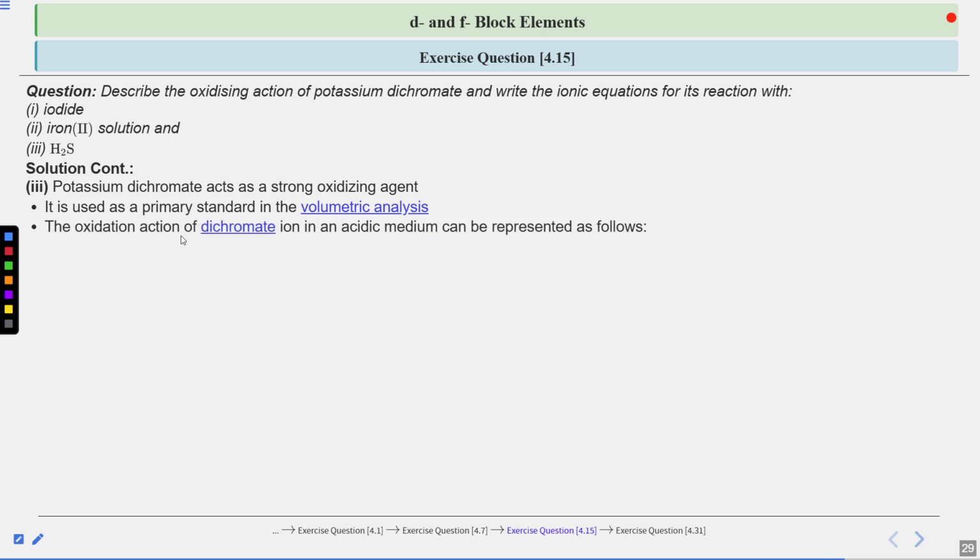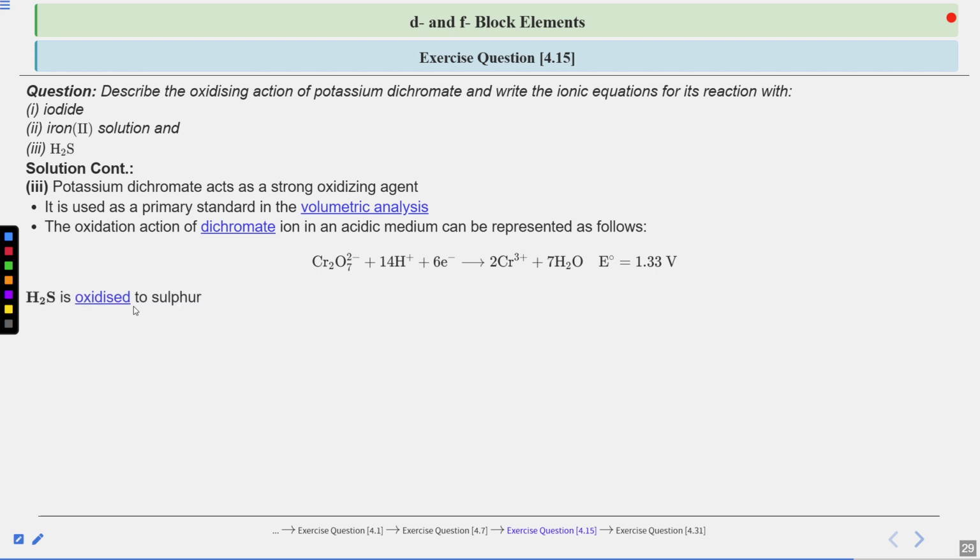The oxidation action of dichromate ion in an acidic medium can be represented as follows. So, how does the dichromate ion show its oxidation action in acidic medium? Dichromate ion reacts with protons, gains some electrons and converts to chromium 3 plus, and produces 7 molecules of water. The E naught for this process is positive, that is positive 1.33 volt.